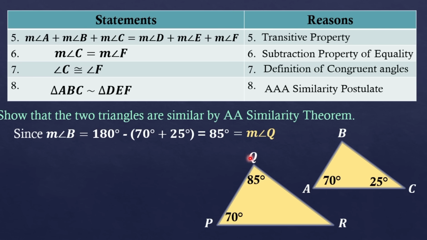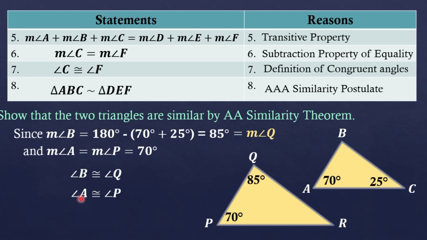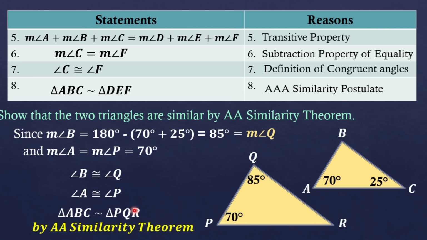So, kung meron po tayong dalawang angles na congruent, so kanina, given po si angle A is equal to the measure of angle P which is 70 degrees, and then si angle B naman is equal to the measure of angle Q. So meron na tayong dalawang angles ngayon. So we can now say that angle B is congruent to angle Q and angle A is congruent to angle P. So these 2 triangles, triangle ABC is similar to triangle PQR by AA Similarity Theorem.